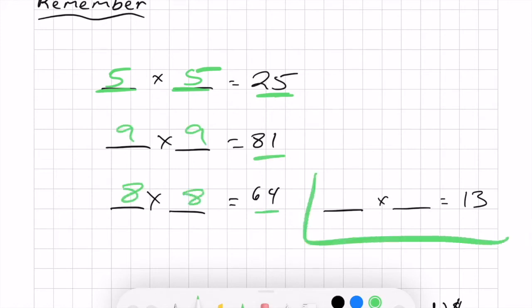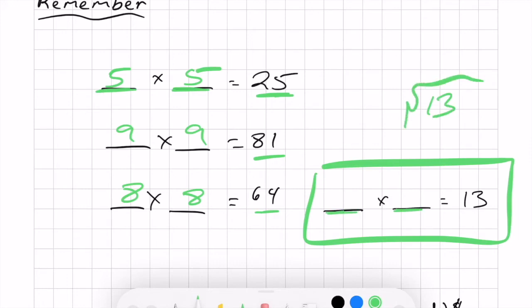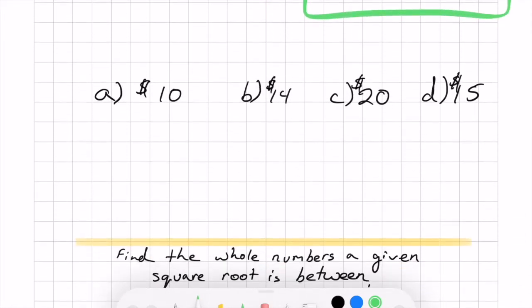But what if I'm trying to find the square root of 13? Okay, so if I was doing 13, what squared equals 13, right? I know this is not going to be a whole number like 8 is. It is going to have a decimal. We're going to break this into smaller steps. I'm going to have a look at these questions here first.